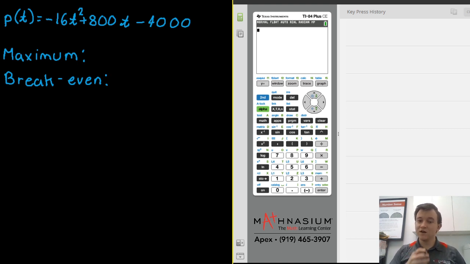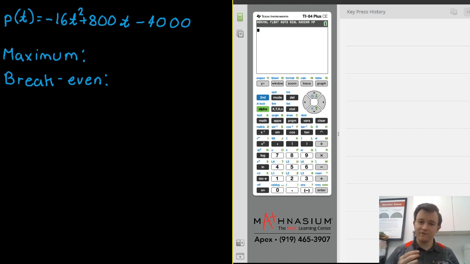We're going to start off with our scenario, which today, pretend that you are in the PTO organizing a school dance. In years past, they have learned that the profit that they can make off of the dance is a function of the tickets sold, and that is simply equal to negative 16t squared plus 800t minus 4,000. That minus 4,000 is the initial cost of throwing the dance, and that's going to give us our graph.